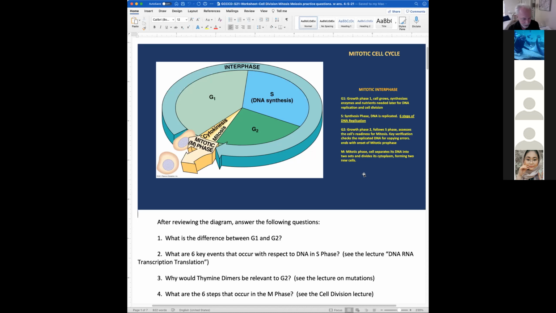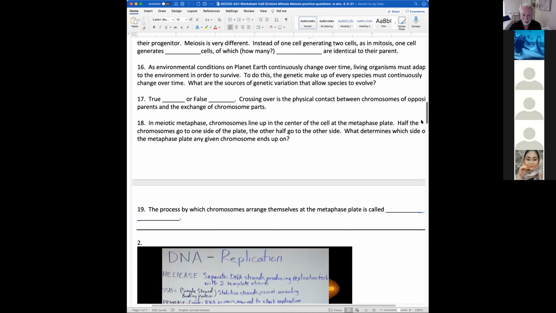Okay, speaking of S phase, that's the second question. What are the 6 key events that occur with respect to DNA in the S phase? Who would like to describe the 6 steps of DNA synthesis? Anyone want to volunteer? How about Justin Hansen? Huh? I don't. Okay, I don't know what I'm on right now. Let me help you out.